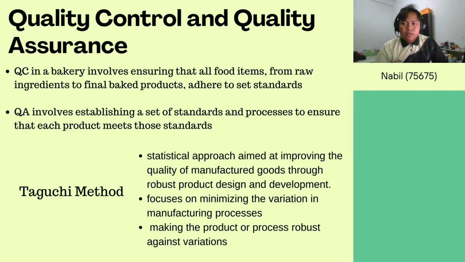So the next part is quality control and quality assurance. Quality control in a bakery involves ensuring that all food items, from raw ingredients to final baked products, adhere to set standards. Meanwhile, QA, which is quality assurance, involves establishing a set of standards and processes to ensure that each product meets those standards.